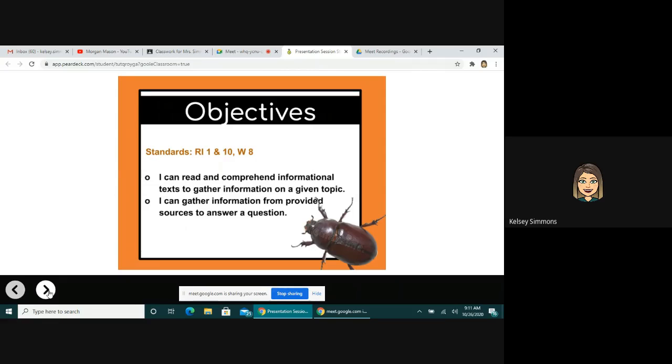So our objective is, I can read and comprehend informational text to gather information on a given topic. That goes back to what I was telling you, that we are going to read in our exemplar text pack. And we're also going to gather information from those provided sources to answer a question. Those provided sources are on your ARC bookshelf, and you can also access those on Epic Books, and I'll show you that in just a little bit too, so that I can make sure you are still reading even though we aren't in school. Because remember, I always say that reading is so very important to help us grow bigger and smarter.